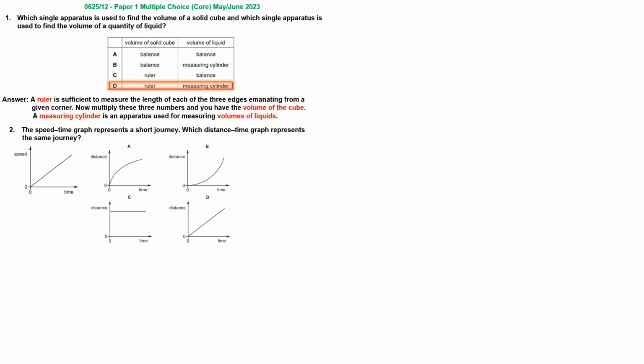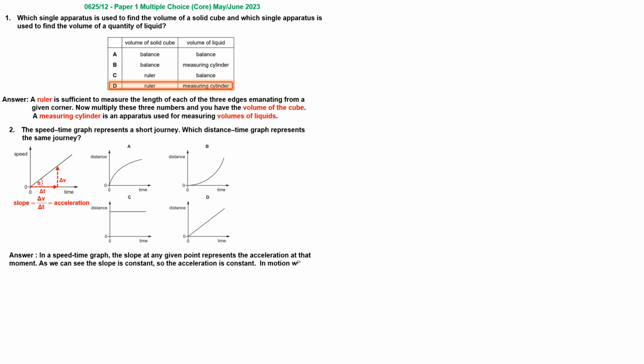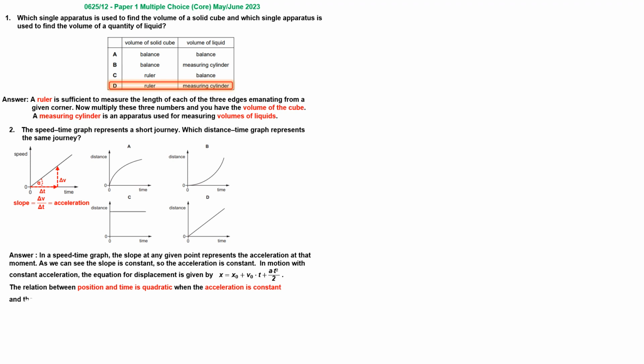Question 2. In a speed time graph, the slope at any given point represents the acceleration at that moment. As we can see, the slope is constant, so the acceleration is constant. In motion with constant acceleration, the equation for displacement is given by. This is a quadratic equation. The relation between position and time is quadratic when the acceleration is constant. And therefore, this curve is a parabola. Since the initial position and velocity are both zero, this equation simplifies to.